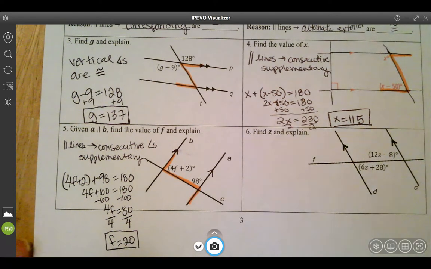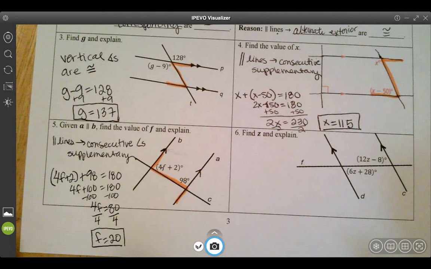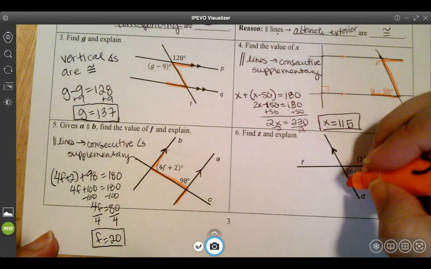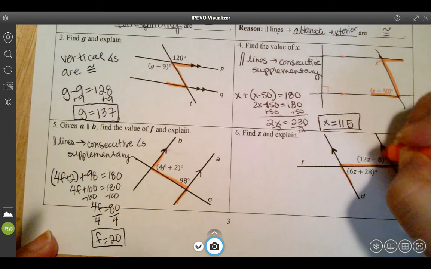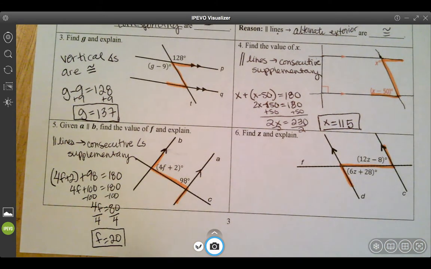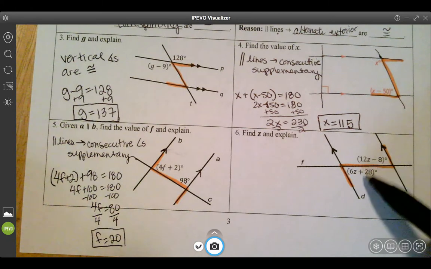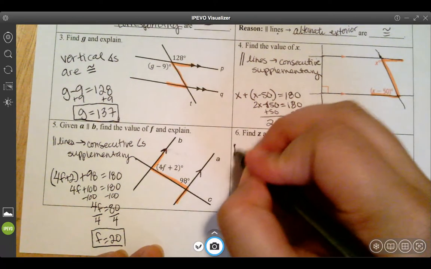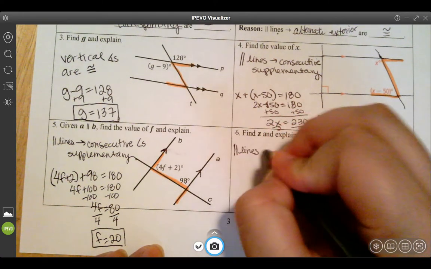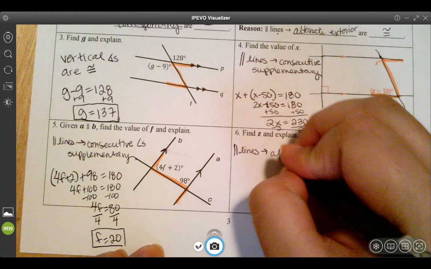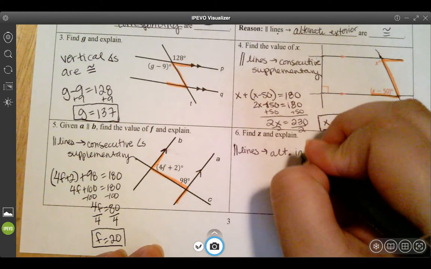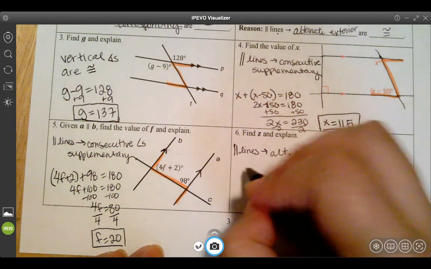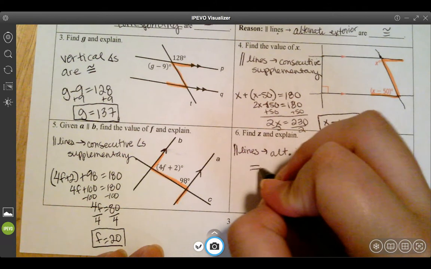And our last one for this page, find z and explain. I'm going to write my z. And that shows me these are on opposite sides of the transversal on the inside of my z. And so these are parallel lines with alternate interior angles, which are congruent.